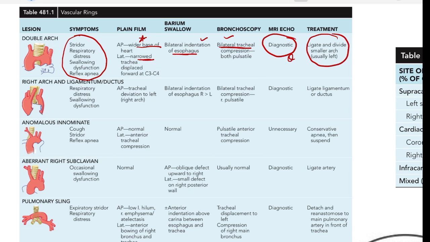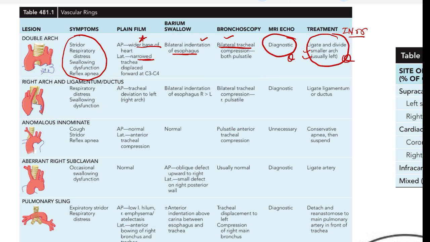MRI echo is the entity, and the treatment of double arch is ligate and divide. Smaller arch, usually left. So this was an INI SS PYQ. They'll say divide larger arch or divide smaller arch. Then the answer is smaller arch, usually left side. Very much important.